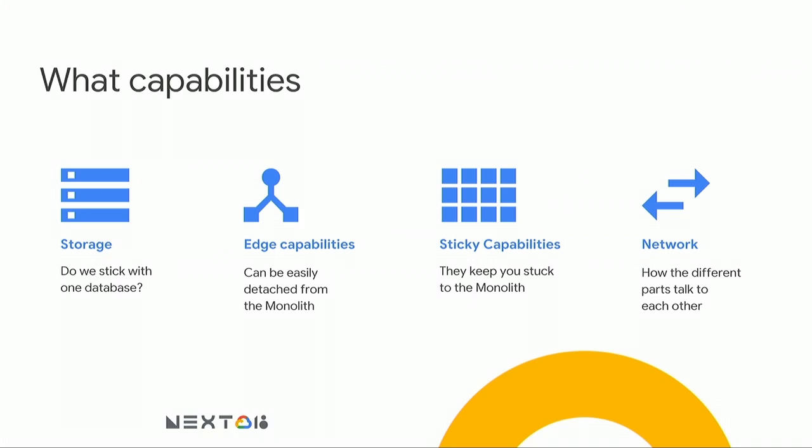So that's going to be the focus of this discussion. So what capabilities are we going to talk about? We're going to talk about a bunch that are common among monoliths as well. Storage. Do we actually stick with one database or look at several? We're going to be discussing what we call edge capabilities. These are ones that can easily be detached from the monolith. We're also going to be talking about sticky capabilities. These keep you stuck to the monolith. And we're also going to talk about networking, in the sense of how the different parts of the application actually talk to each other.